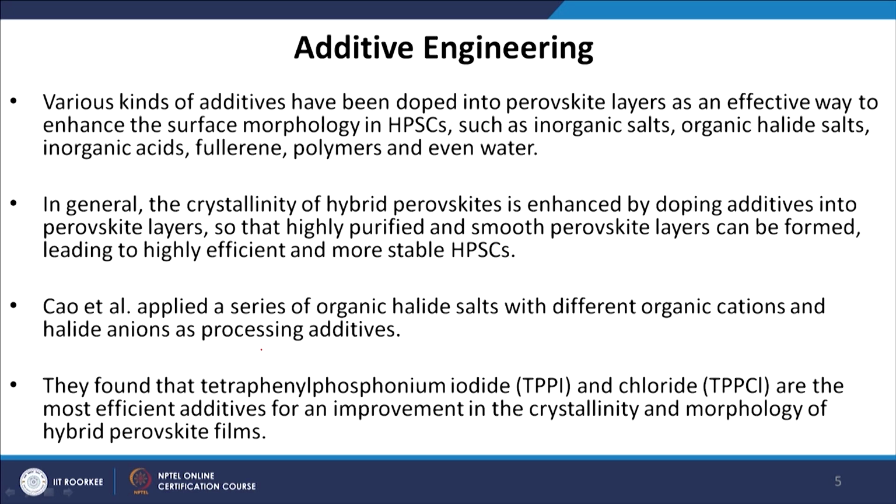Leading to highly efficient and more stable hybrid perovskite solar cells. Cao et al. applied a series of organic halide salts with different organic cations and halide anions as processing additives. They found that TPPI, tetraphenyl phosphonium iodide, and chloride are the most efficient additives for improving the crystallinity and morphology of the hybrid perovskite film.